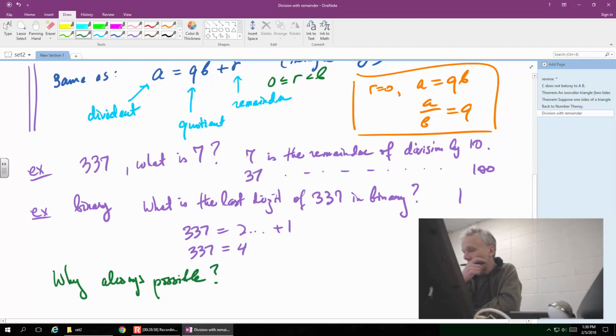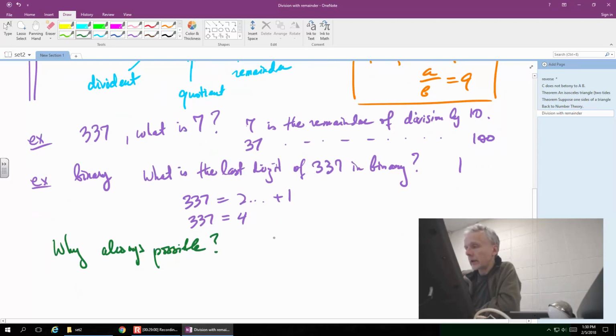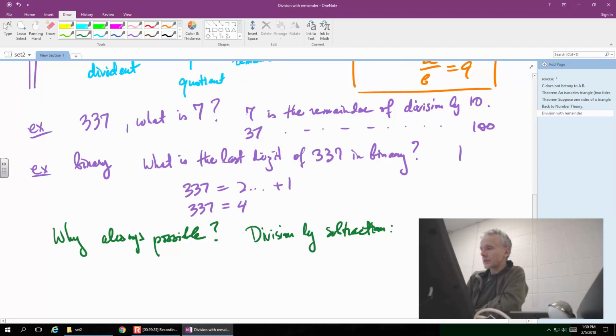And the answer might lie in division by subtraction. Are you familiar with that idea? I think it is. I think they teach that now. That's how they teach in 3rd grade to divide. Well, if you didn't see it, I certainly didn't.